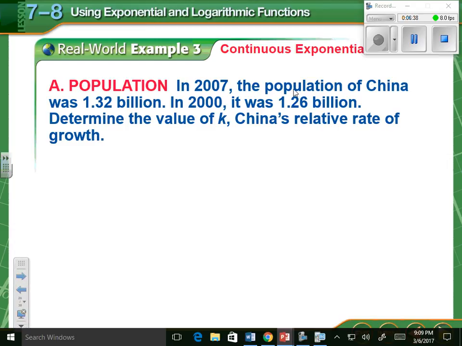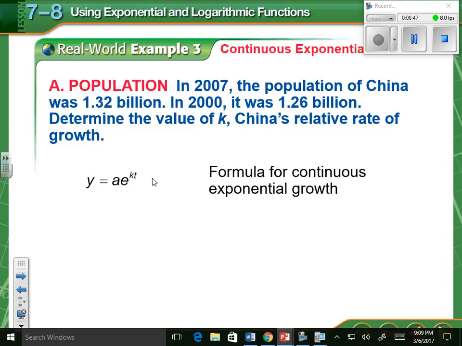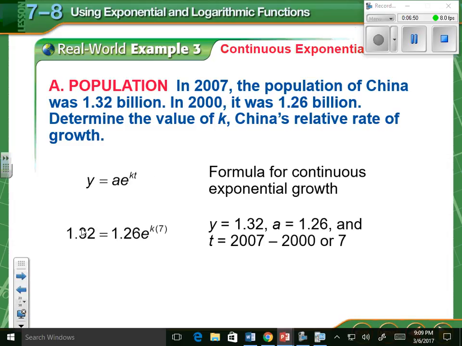Now in this situation we have growth, so we'd use the growth formula. Here's the growth formula. And we put 1.32 as the population at the end, which was 2007. In the year 2000, it started out as 1.26 billion. We'll just use 1.26. So 1.32 billion at the end, 1.26 billion at the beginning, and this was over a period of 7 years. So we need to solve for a value of k.